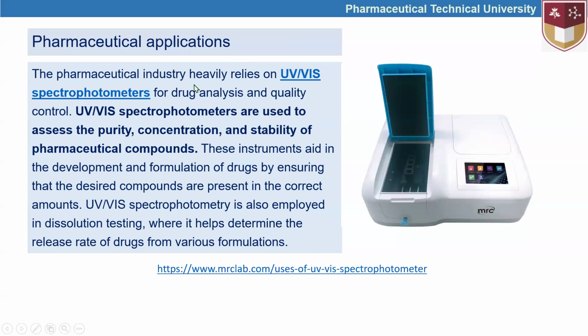In the pharmaceutical industry, UV spectrophotometers are used heavily. They are used for drug analysis and quality control. They are used to assess the purity, concentration, and stability of pharmaceutical compounds.